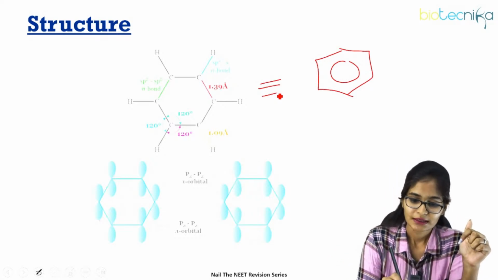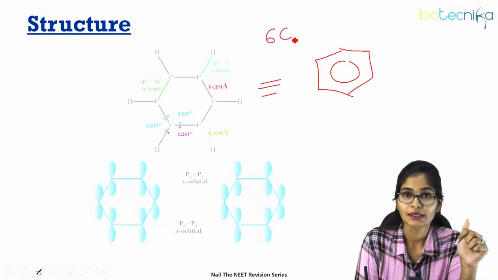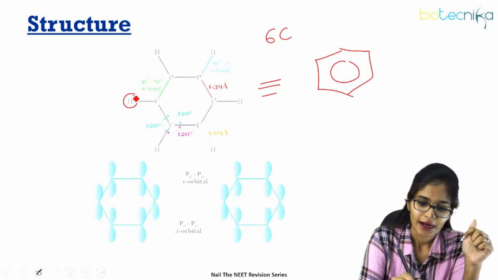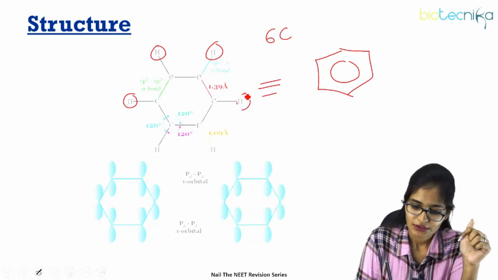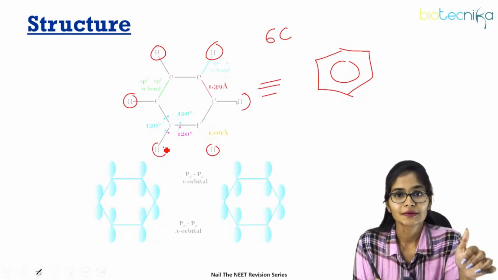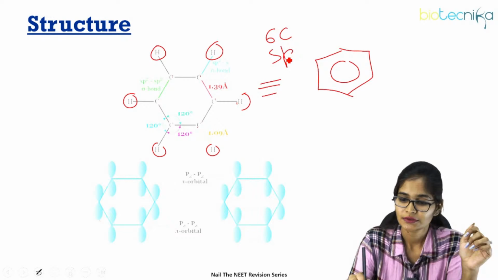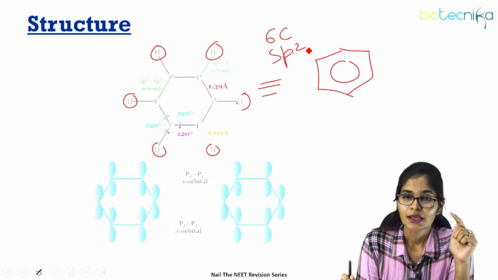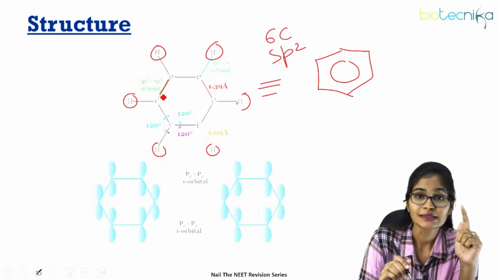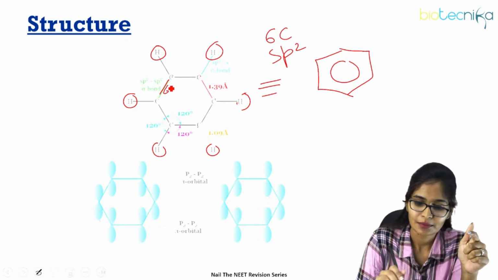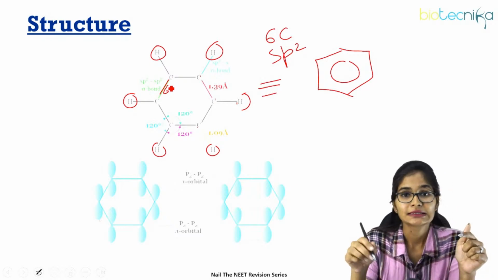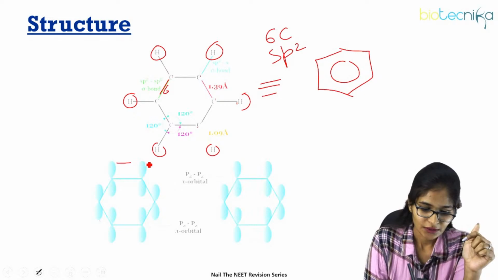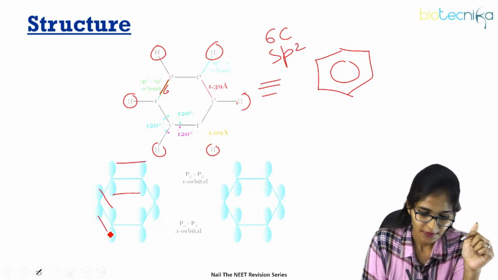So in case of benzene, there are six carbon atoms. Each carbon atom is attached to a hydrogen atom. Along with that, all the carbon atoms are sp2 hybridized here, in the sense where there is one sigma bond. If I consider this a sigma bond, apart from that, the pz orbitals which are empty are involved in the pi bond formation. So this is the pi bond you can see all over the benzene ring.